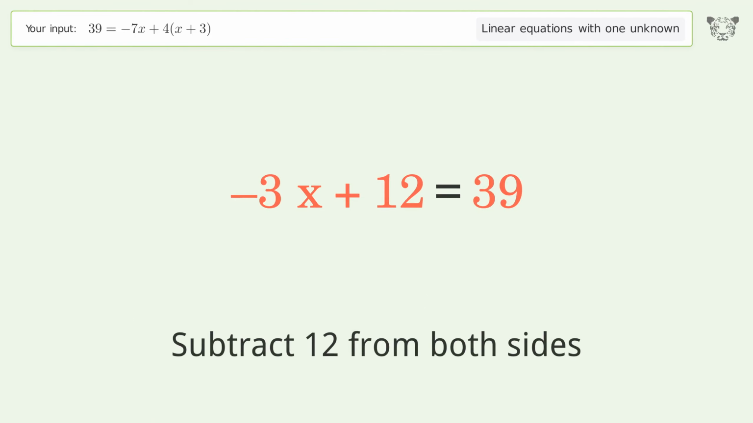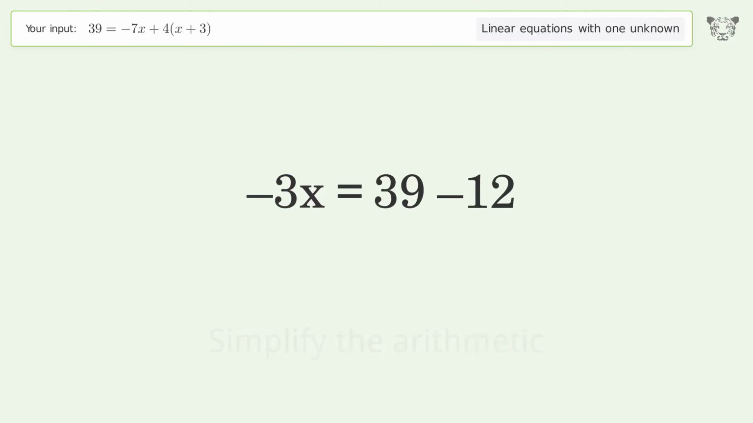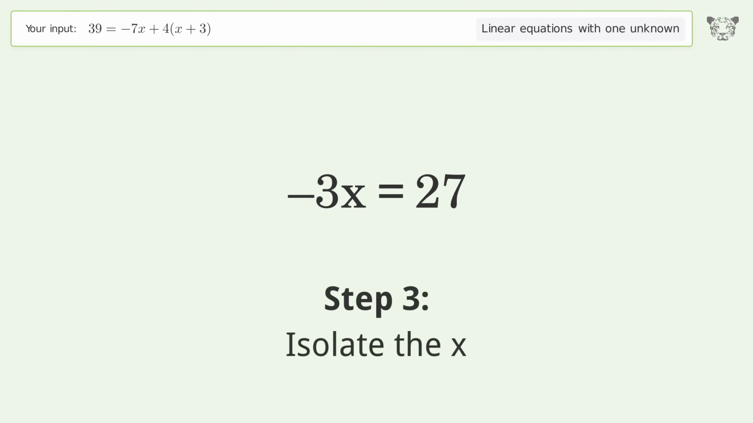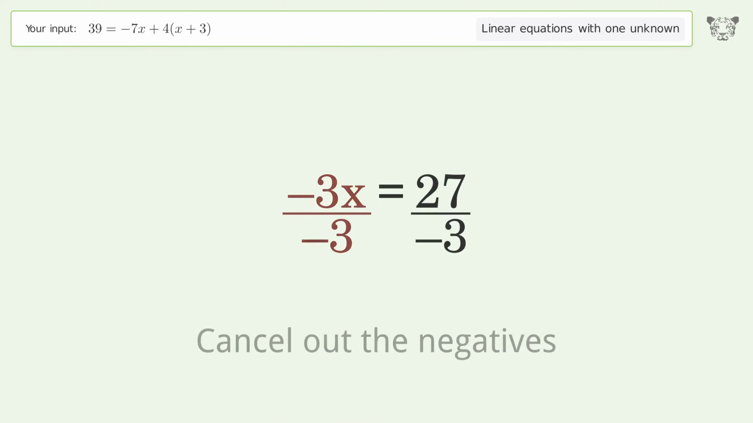Subtract 12 from both sides. Simplify the arithmetic. Isolate the x. Divide both sides by -3. Cancel out the negatives.